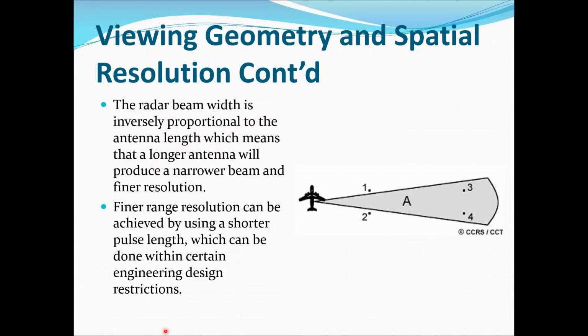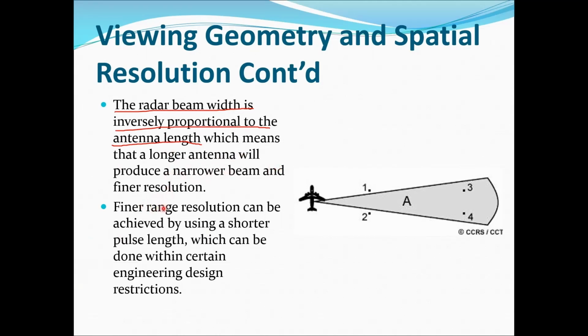Now, there's a very important thing here, again, which I want you to note. The beam width is inversely proportional to antenna length. That means that the bigger the antenna length, the smaller the beam width, and the better. Let me get my highlighter. So what we are saying here is that the longer the antenna, the narrower the beam, and the finer the resolution. I want you to note those things.